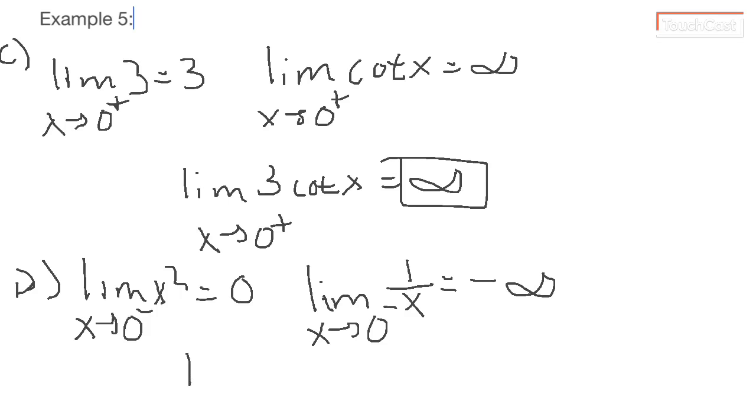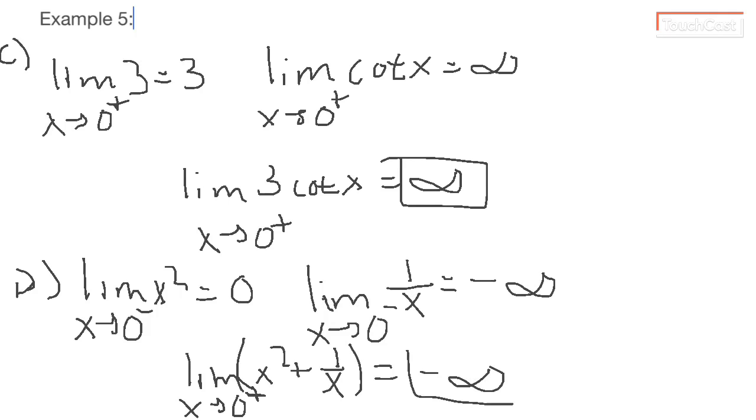We want to find the limit of x squared plus 1 over x as x goes to 0 from the left. Well, this is a sum. We're going to go 0 plus negative infinity, and that's just going to give us negative infinity.